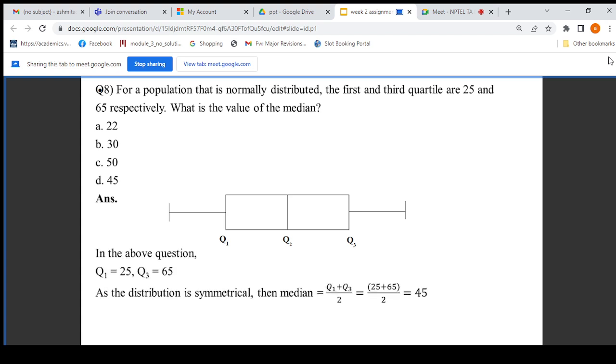So in this particular question, the Q1 is 25 and Q3 is 65. As I find it is normally distributed, I consider the distribution is symmetrical. So the median is basically the sum of first and third quartile divided by 2. From this particular formula, we'll get the median value. It is the only case where the distribution is symmetrical, or the normal distribution is there. Okay, anyone have any doubt?